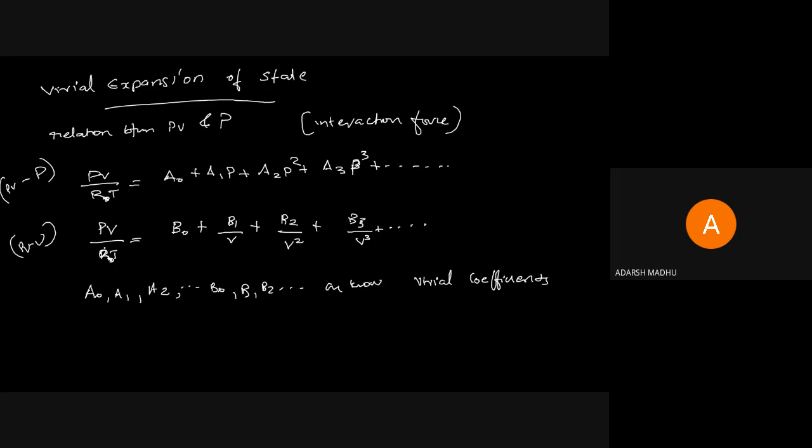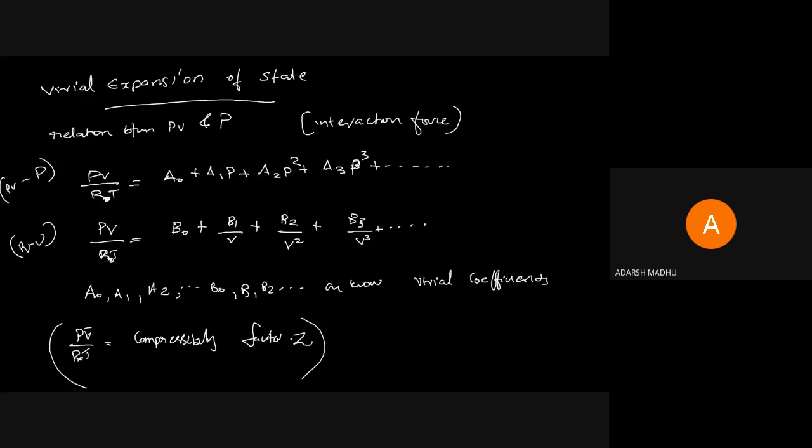The virial coefficients can be calculated by using PVT data, the pressure, volume, temperature diagram. We can find the values for A naught, A1, A2, etc. Here PV by RT, or PV by R naught T, is known as the compressibility factor.